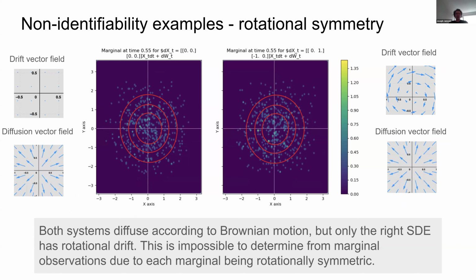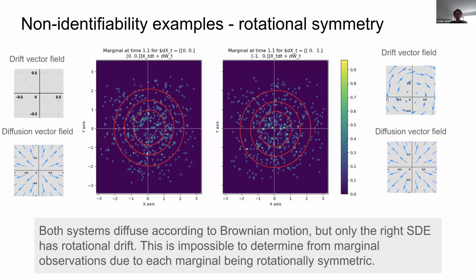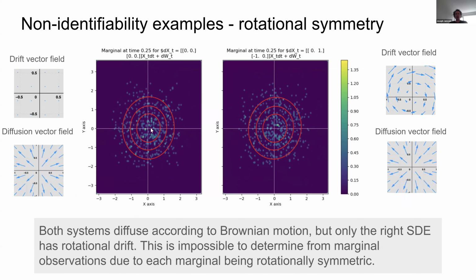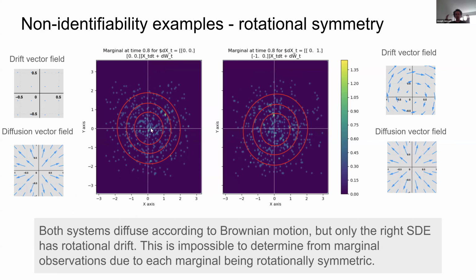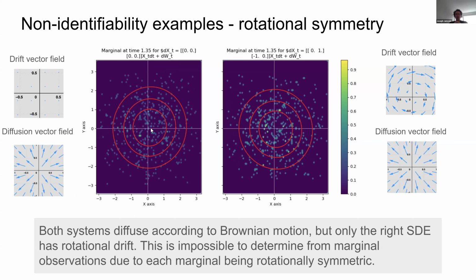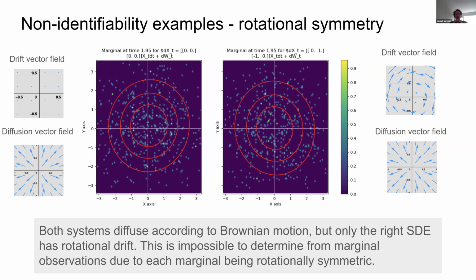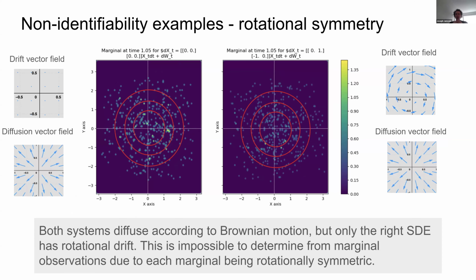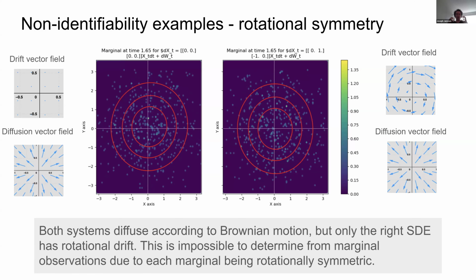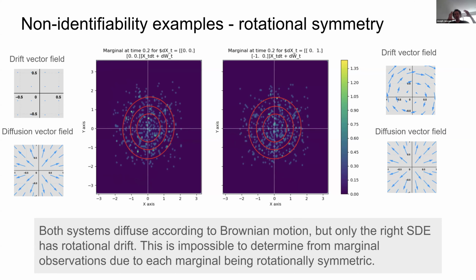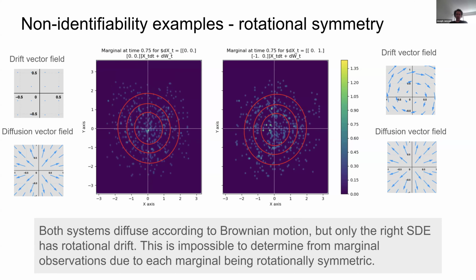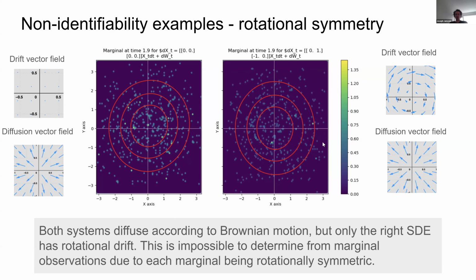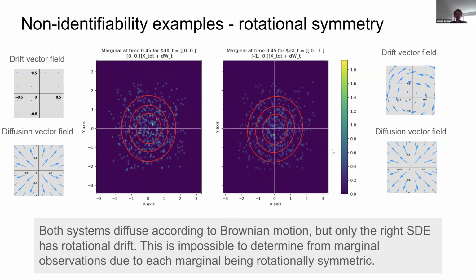Another example of non-identifiability is this rotation example. On the left-hand side, we have a circular Gaussian, isotropic, ballooning up in time. And on the right-hand side, we have a Gaussian that's ballooning, but also rotating. Because it's basically circular, you can't really tell the difference between the two processes.